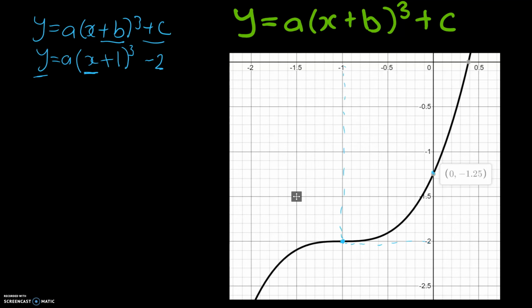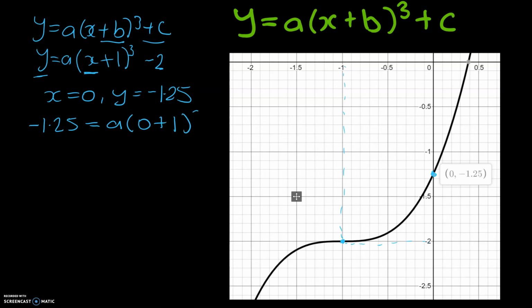I've got a point highlighted on our screen for us just there. So at that point, or the y-intercept, it was 0, negative 1.25. So at that point, that means x is equal to 0 and y is equal to negative 1.25. We're going to substitute both of those in to calculate a. So negative 1.25 is equal to a(0 plus 1) cubed minus 2. And we're now going to use our algebra skills to solve from that.